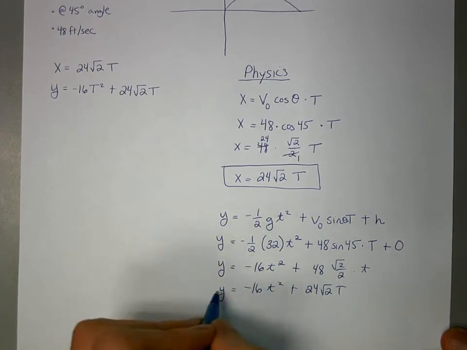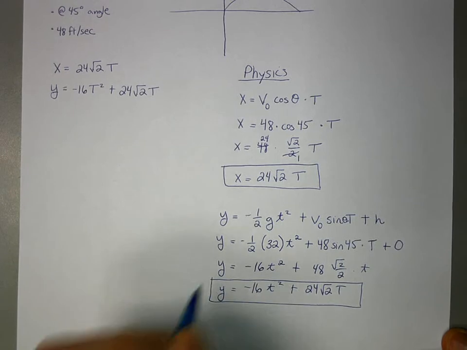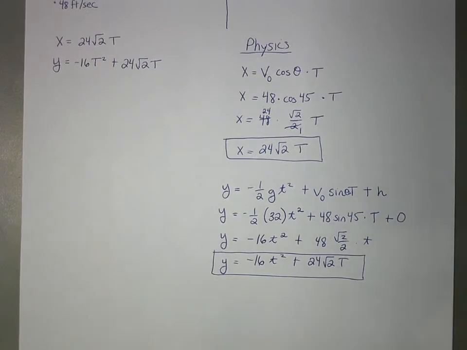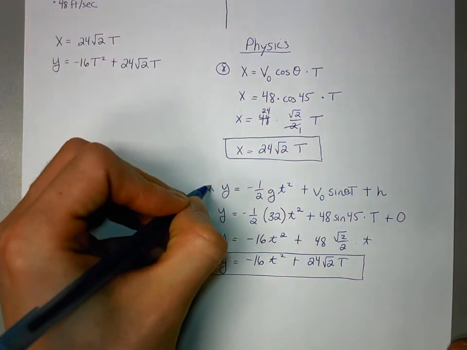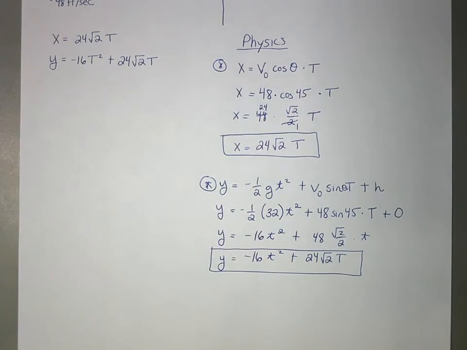And then once again, I've got my square root of 2 over 2. The 2 cancels with the 48 to give me 24 square root of 2. So in terms of the physics, right here, that equation and this equation would always be given to you. This is not a physics class, so I don't expect you to memorize that. But knowing what the pieces are and reading it out of a story problem is going to be key.